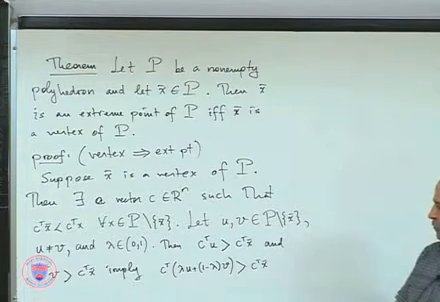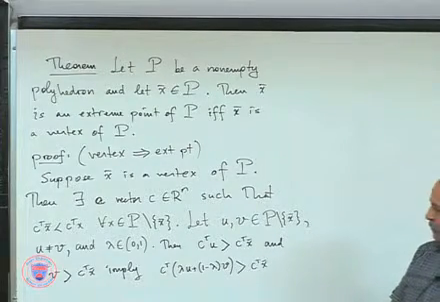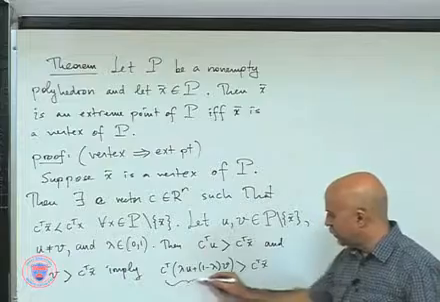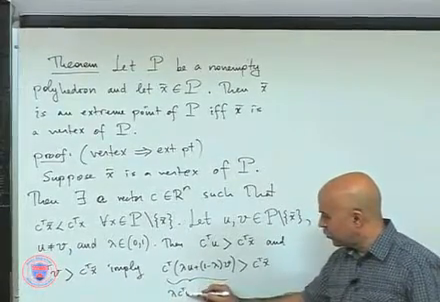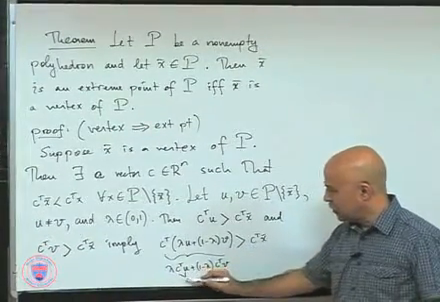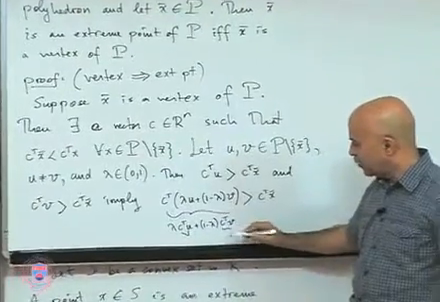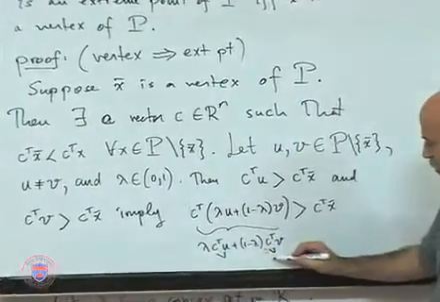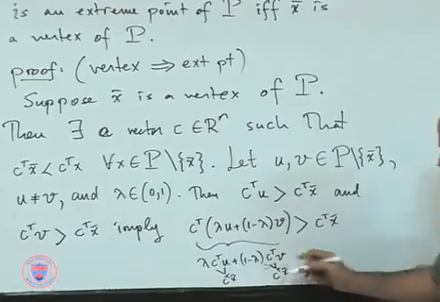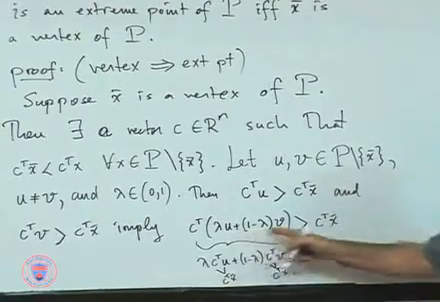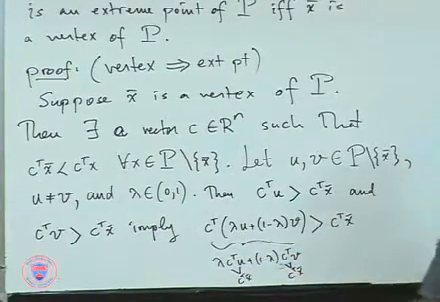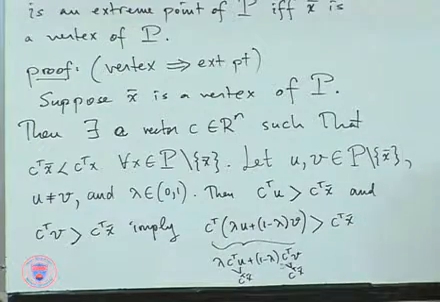Why is that true? Because when you open this up, of course, you get lambda C transpose u plus 1 minus lambda C transpose v. We know that this part is greater than C transpose x bar. This part is also greater than C transpose x bar. So when you replace both of them with C transpose x bar, you get lambda times C transpose x bar plus 1 minus lambda C transpose x bar, which gives you C transpose x bar.